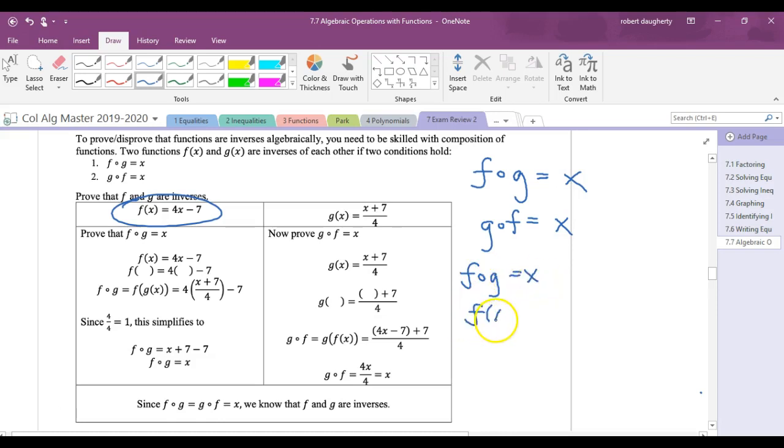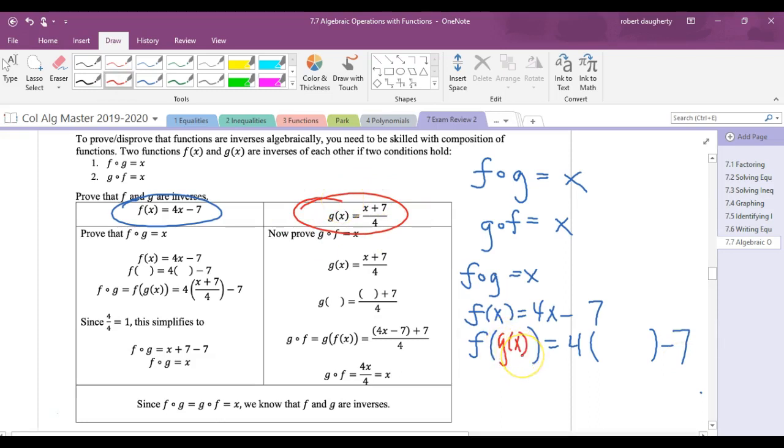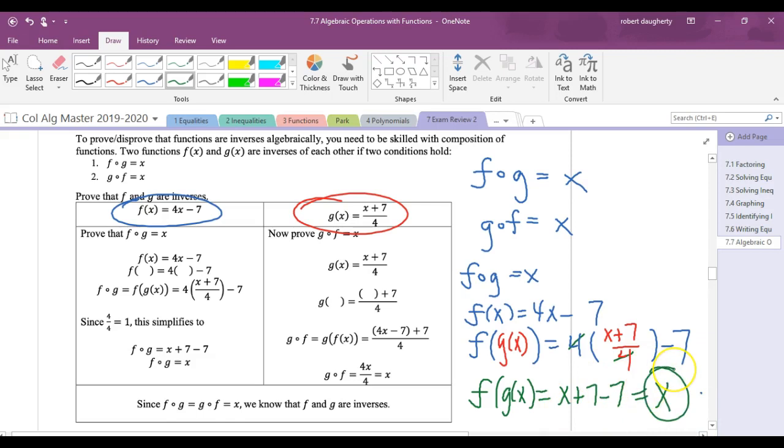So let's look at the next one. So this is f of x is equal to 4x minus 7. So I'm going to write it with blank parentheses. And what needs to get substituted in here is g of x. So f of g of x is equal to x plus 7 over 4. Okay, now I just need to simplify this. So when I simplify this, I get f of g of x is equal to the 4's cancel. This is x plus 7 minus 7, that equals x. Okay. That's proving f composition g equals x.